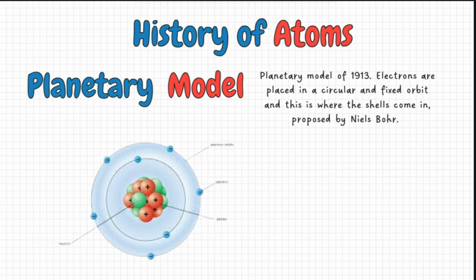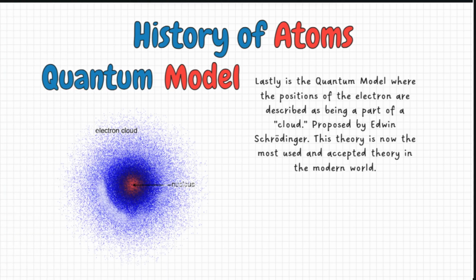The planetary model of 1913, electrons are placed in a circular and fixed orbit, and this is where the shells come in. Proposed by Niels Bohr. Then there is the quantum model, where the positions of electrons are described as being a part of a cloud, proposed by Erwin Schrödinger. This theory is now the most used and accepted theory in the world.